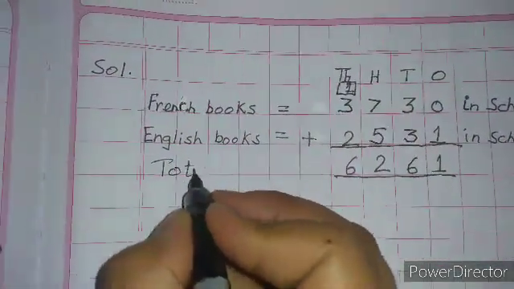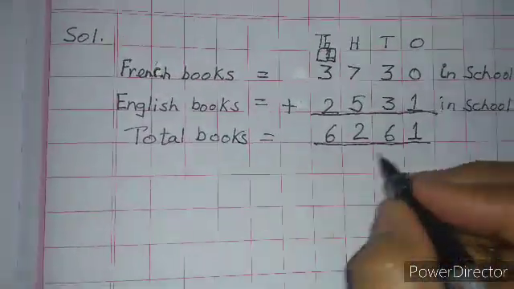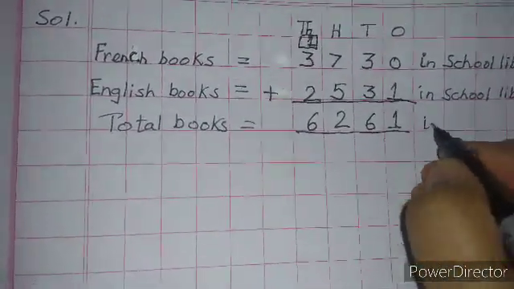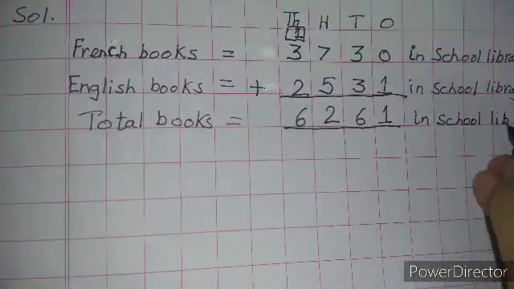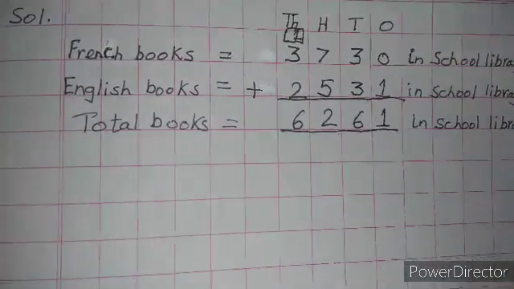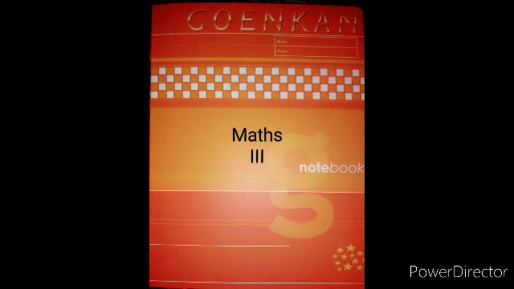Total books is equal to 6261 in the school library. Students, I believe you all must have understood how to do word problems now. Do this exercise 2.5 on page number 39, question number 1 in your book, and after this we are going to start with our fair notebook work. So kindly pay attention accordingly.